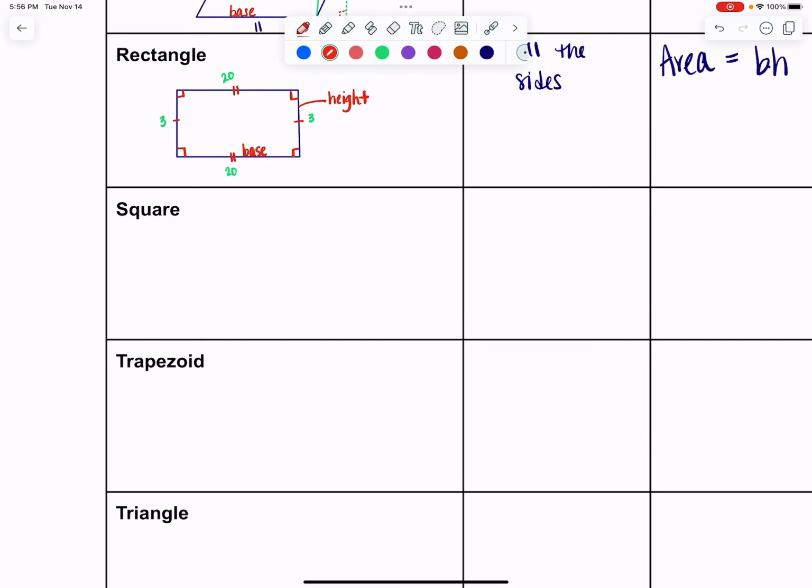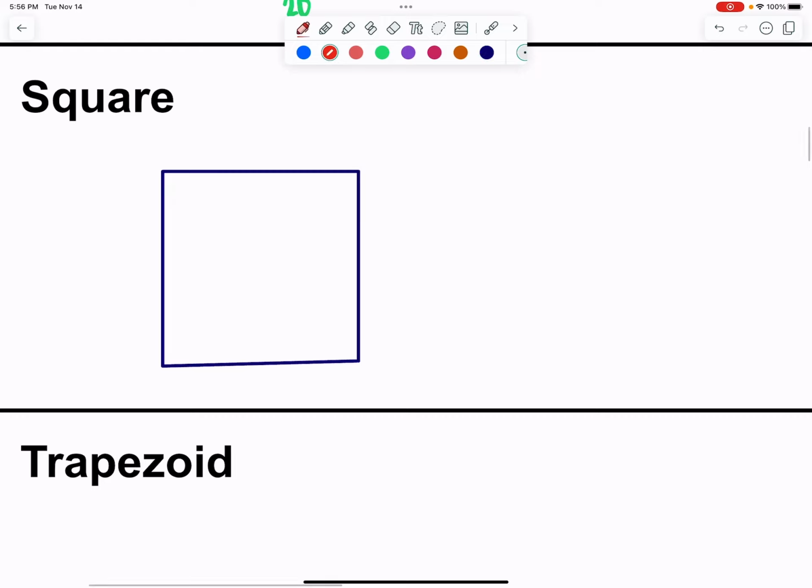A square is just a special little rectangle. We're going to pretend that that's square. It is a special rectangle. That means it has all right angles. But what makes it special is that all of the sides are the same size.